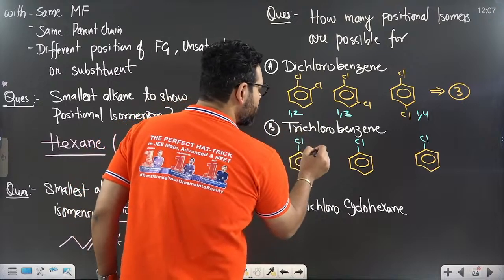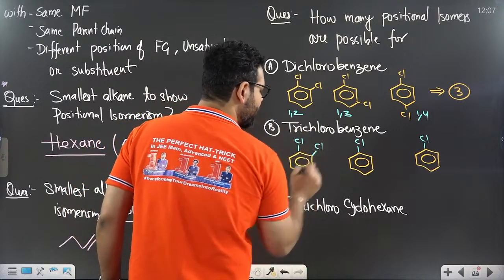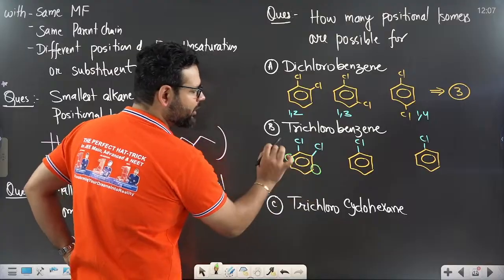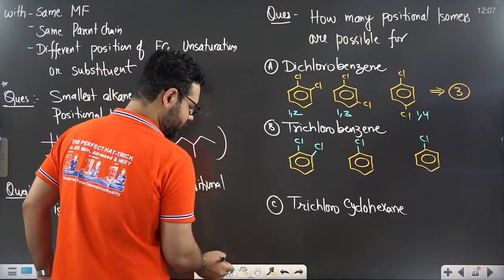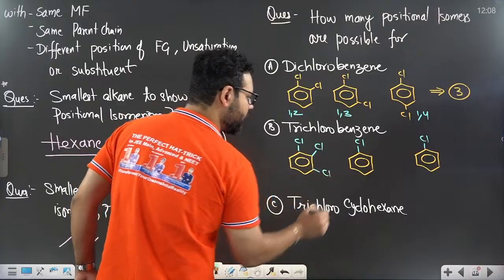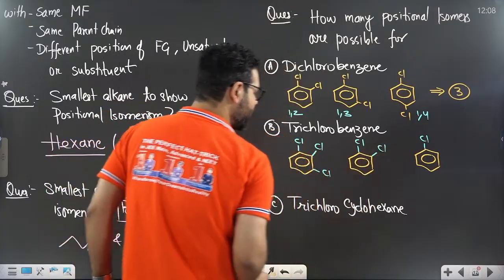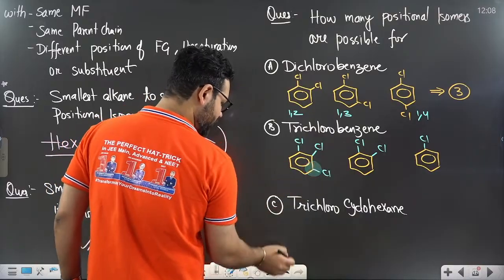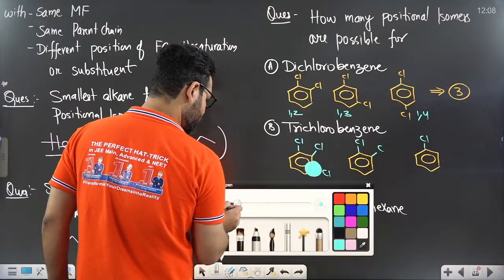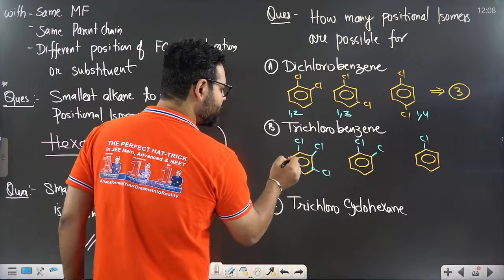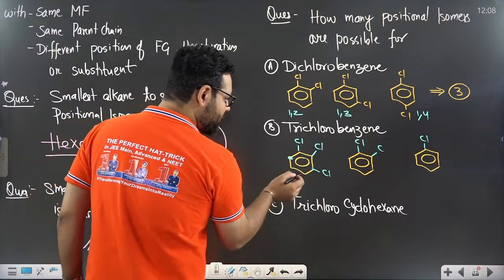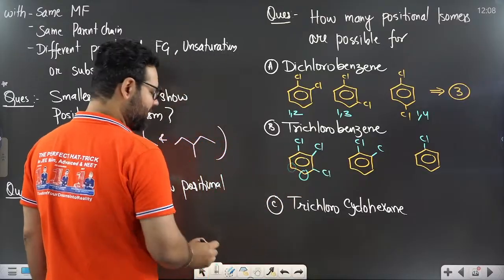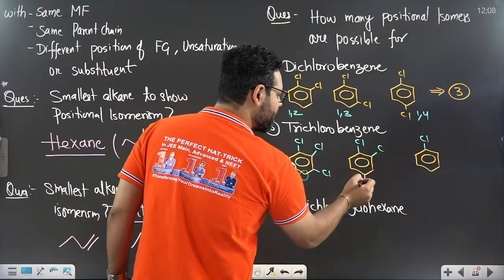So I can think of keeping two chlorines together. Two chlorines, you stay together. Now the third chlorine can come here or here, but both will be the same only. So any one I can draw. Keeping two chlorines together, I just showed you that these two positions were the same only. This position and this position were the same. These two positions are different. So I can keep the third chlorine here or here, but both mean the same.